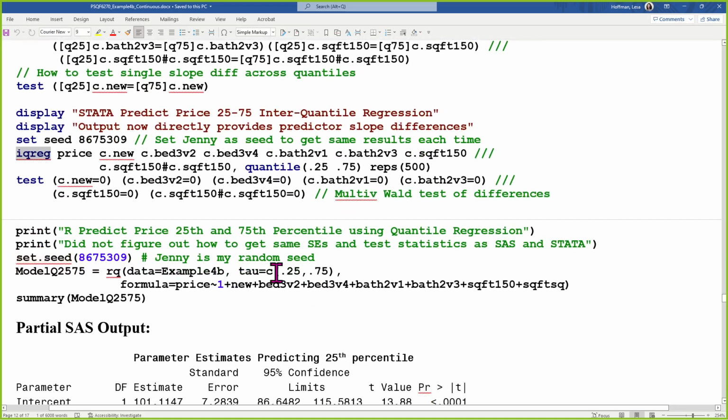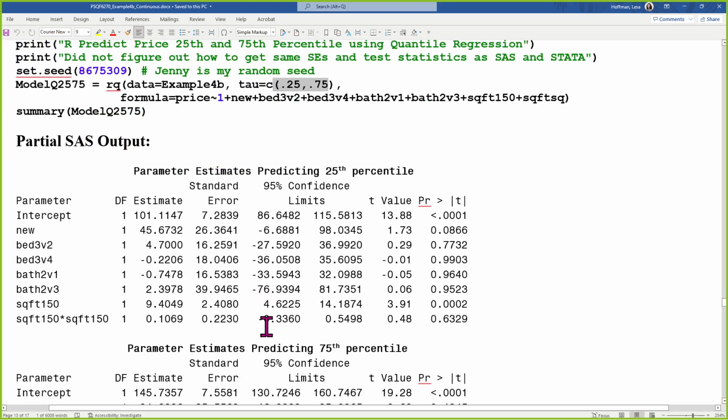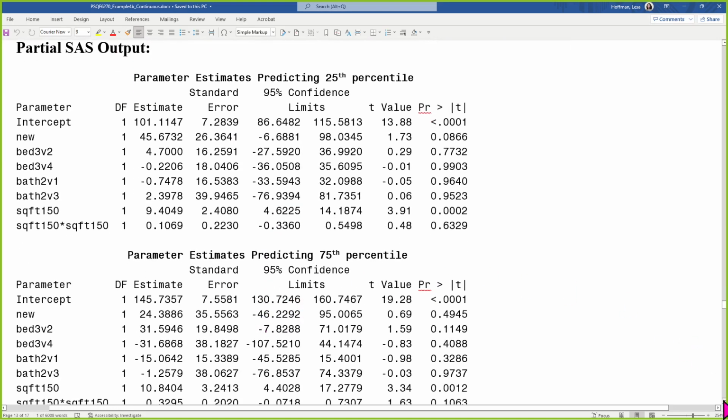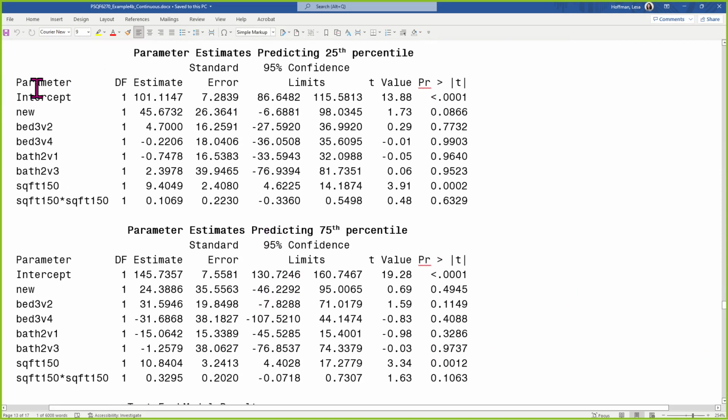And in R, none of that coolness, but I can ask for multiple quantiles at the same time. Then SAS output gives me 2 different solutions. So the 25th percentile for the reference house is $101,000. The 75th percentile for the reference house is $145,000. And you can look and see what the rest of the effects are here.